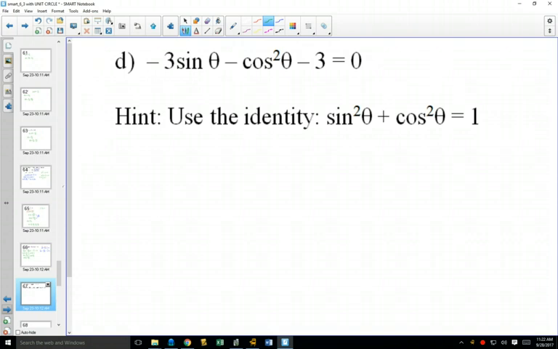Now, in this question, if I had written it with x's and y's, this would have been negative 3y minus x squared minus 3 equals 0. And using your grade 11 math, you would not be able to solve that because you have one equation with two things that you don't know. The best you could do with that would be to graph it. You'd say, oh, it's got an x squared, and it would be a parabola. But you couldn't solve it.